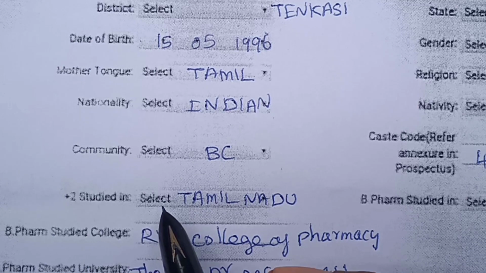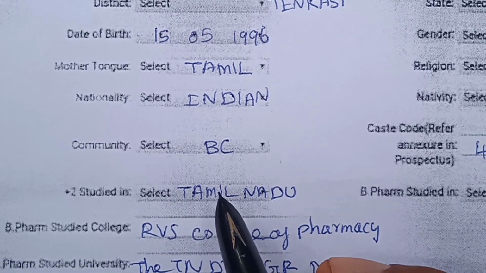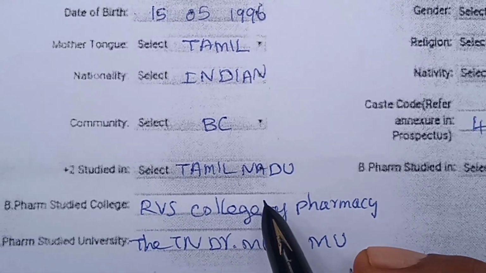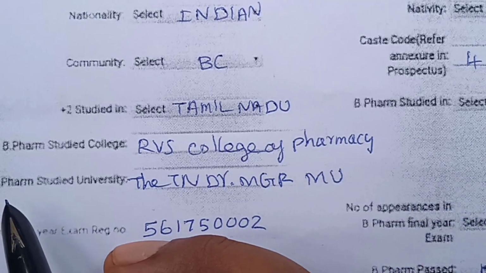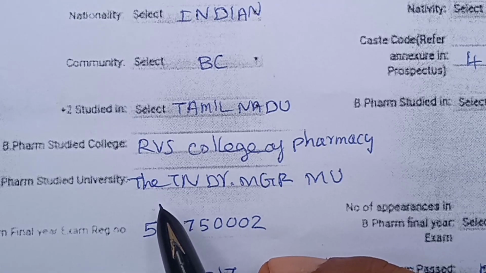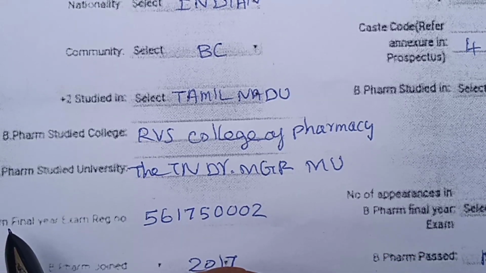Then studied state, they have asked whether we have studied in Tamil Nadu or another state. So we have to mention Tamil Nadu. Then Pharm studied college. Our college name should be entered, RVS College of Pharmaceutical Sciences, Sulur, Coimbatore. Then Pharm studied university. Here I have mentioned the Tamil Nadu Dr. MGR Medical University. Then Pharm registration number.